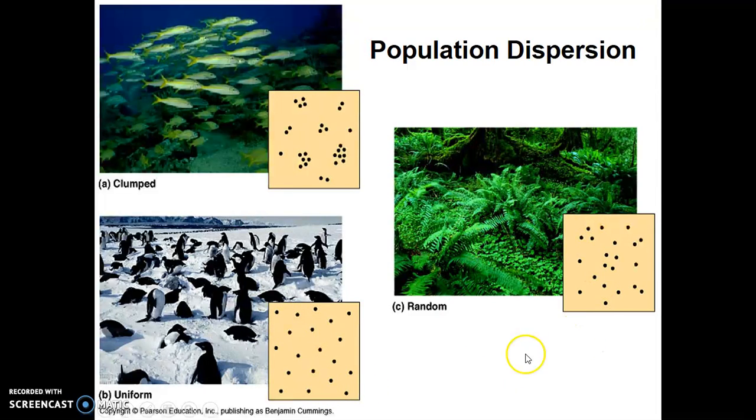And then the next one we have is random. Random is where there's no real pattern to it. They're just scattered. And this is what you tend to see with natural plant populations. A lot of insect populations, they're just randomly dispersed with no significant pattern.